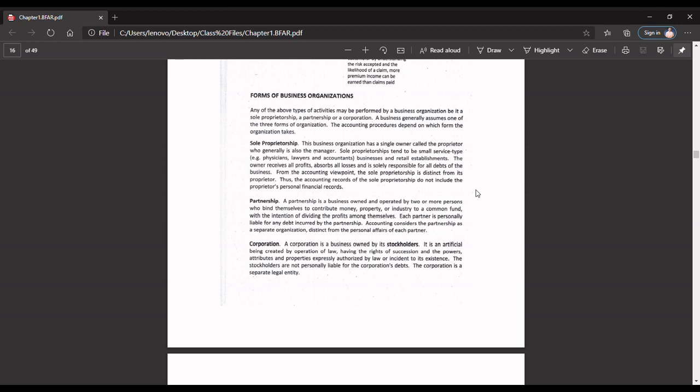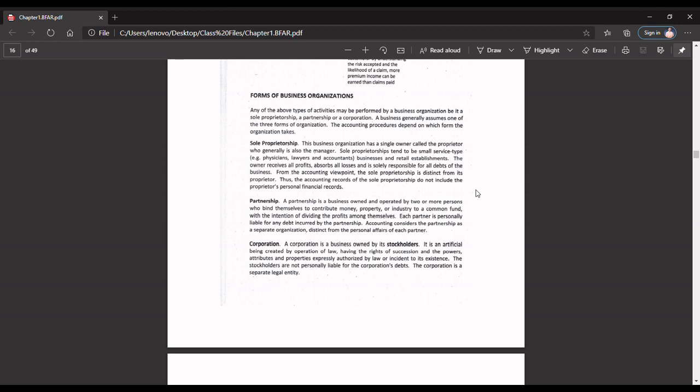Sole proprietorship has a single owner called the proprietor. Sole proprietorship is the easiest one to form because you don't need a lot of requirements to build it. You just need yourself and the business. For example, an online business is considered a sole proprietorship as long as you're the only, the sole owner.